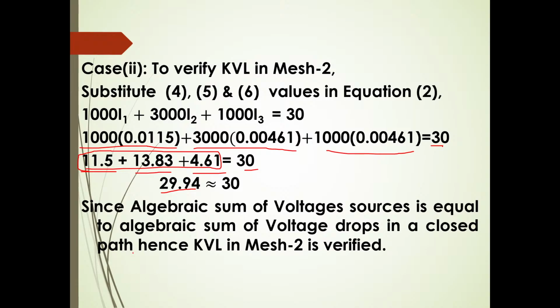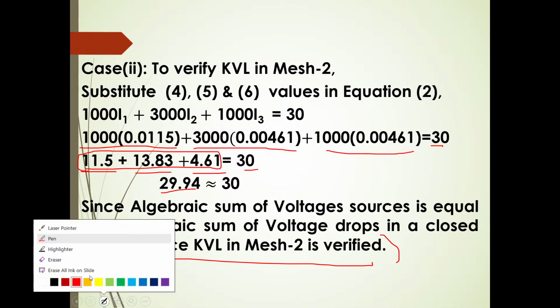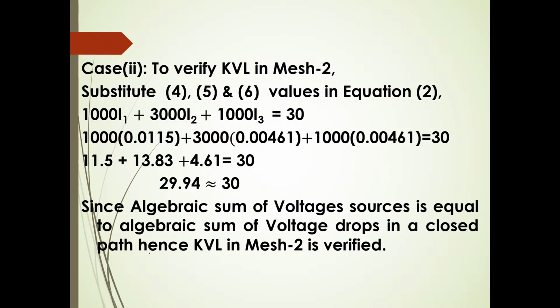So what we can say? Hence KVL is verified, isn't it? You can say hence KVL is verified in mesh 2. Simply you just write this. No need to write all these 3 lines if you are noting it down. Just write only this: hence KVL is verified in mesh 2.